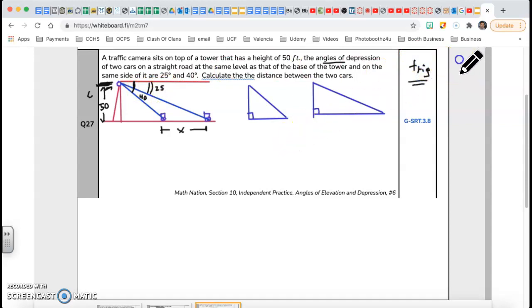Which means we're doing SOHCAHTOA: sine, cosine, and tangent. So I don't know which one we're doing. SOHCAHTOA. Sine is opposite over hypotenuse. Cosine is adjacent over hypotenuse. Tangent is opposite over adjacent. I have to use one of those three. Sine, cosine, or tangent. Which one? It depends on what information is given. So let's translate. How do I get from here to here?